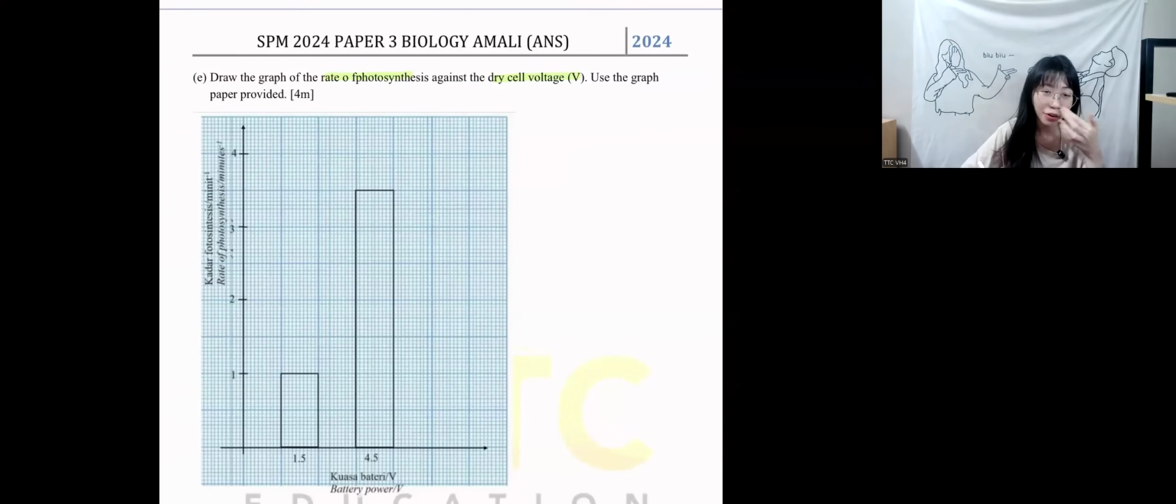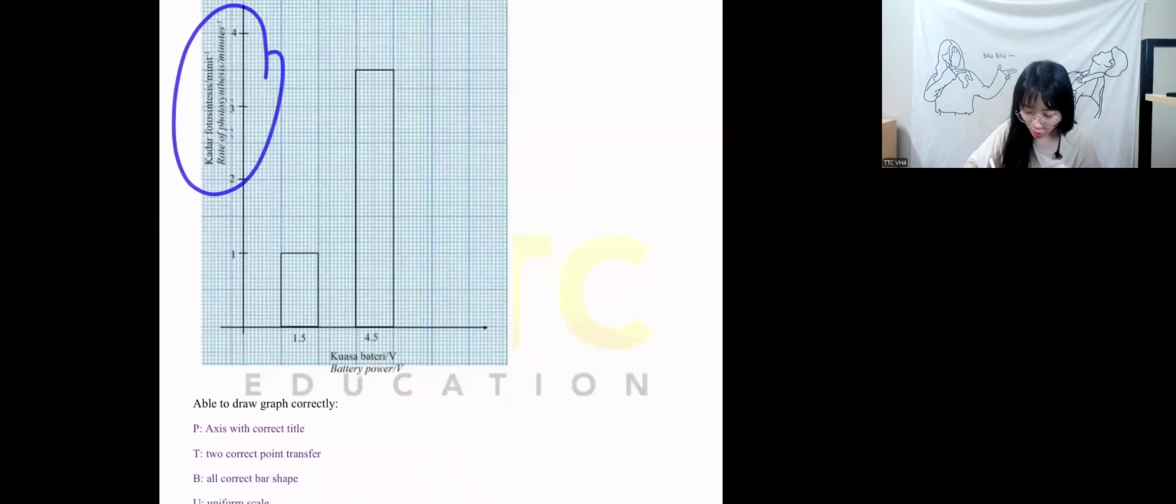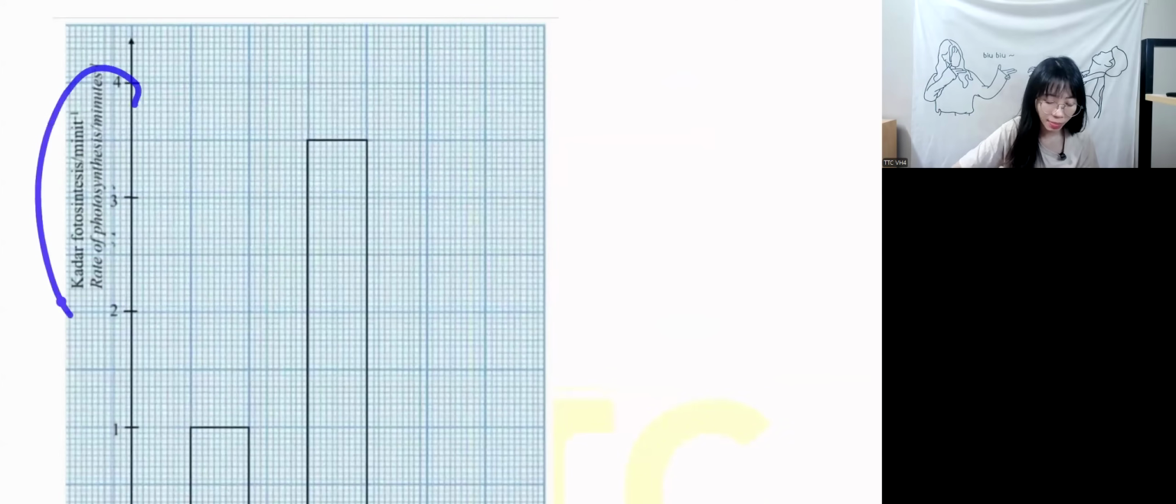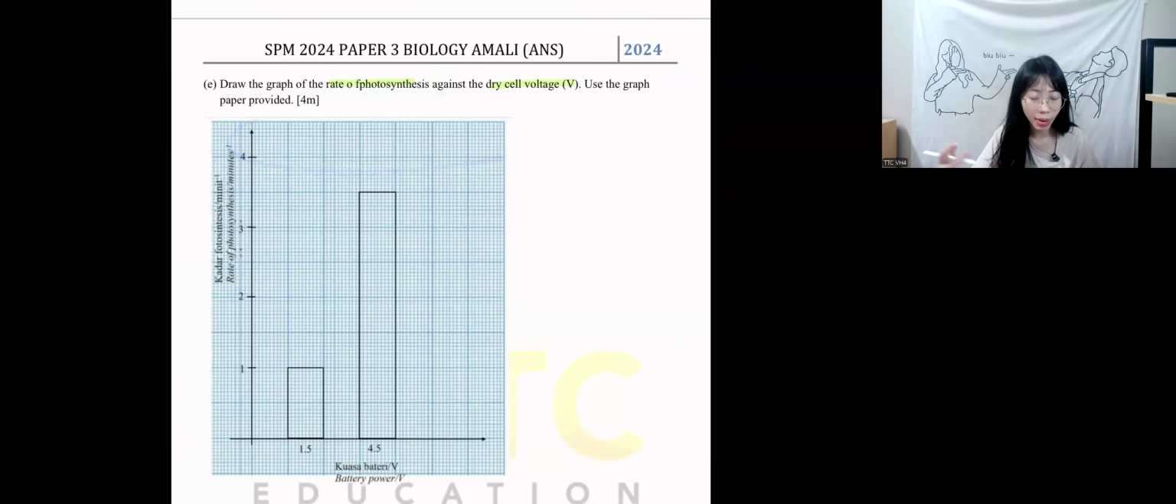So make sure that on your graph, you label your XY axis. Remember that at the bottom, you write battery power, V, and this is rate of photosynthesis, minute minus 1. You have to make sure that your graph is 70% of your graph paper. The title, you can write, but if you don't want to write, it's okay. You can say rate of photosynthesis against the battery power, or battery power against the rate of photosynthesis.